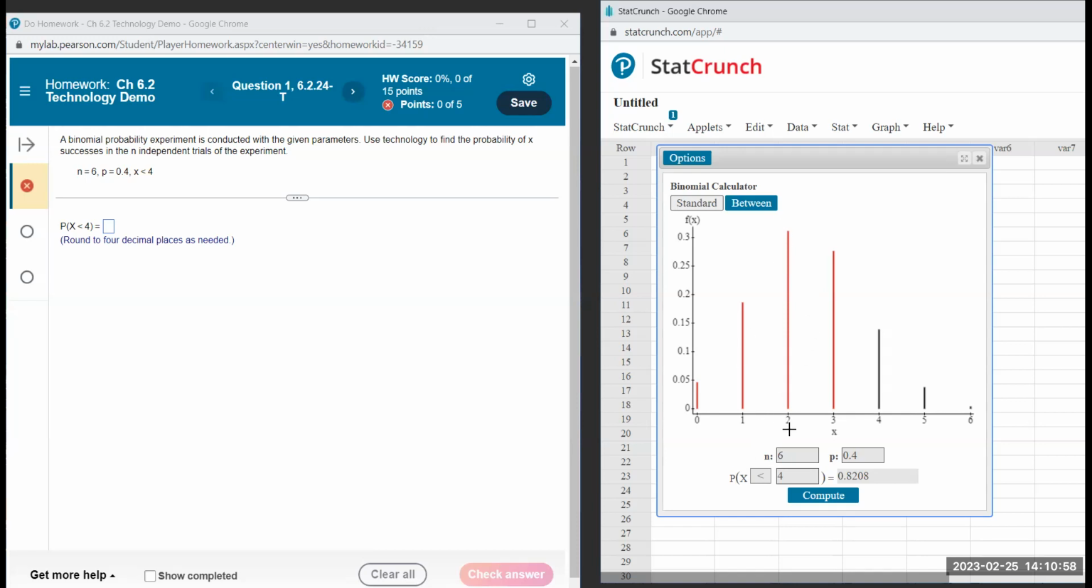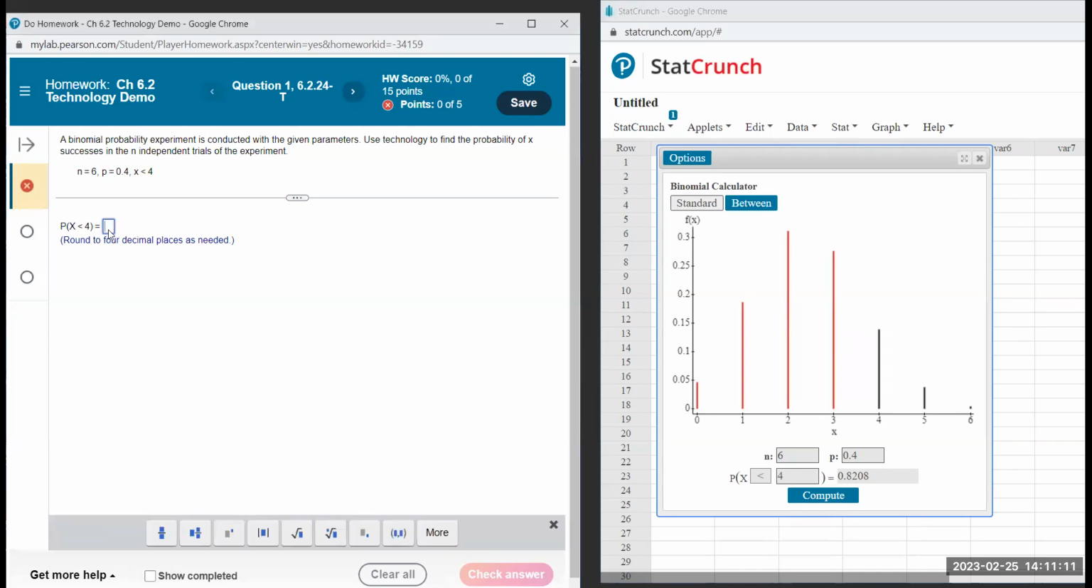But in this example, they're asking, what are the odds that it rains 0, 1, 2, or 3 days? So we can add all these individual probabilities, and adding these 3 ends up being 0.8208. They want 4 decimal places. If I multiply that by 100, that's about an 82% chance.